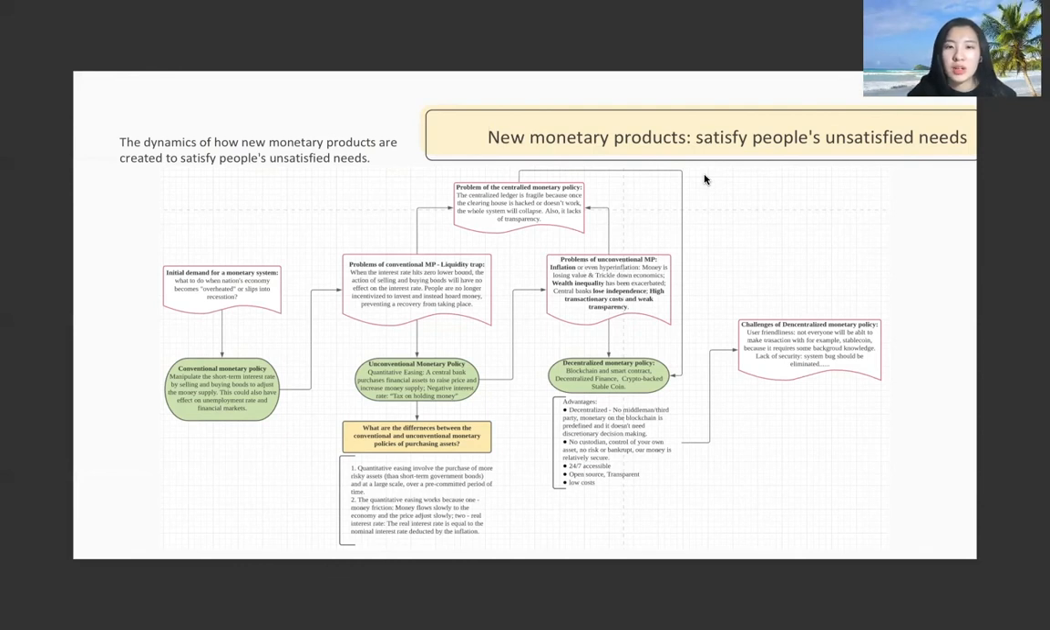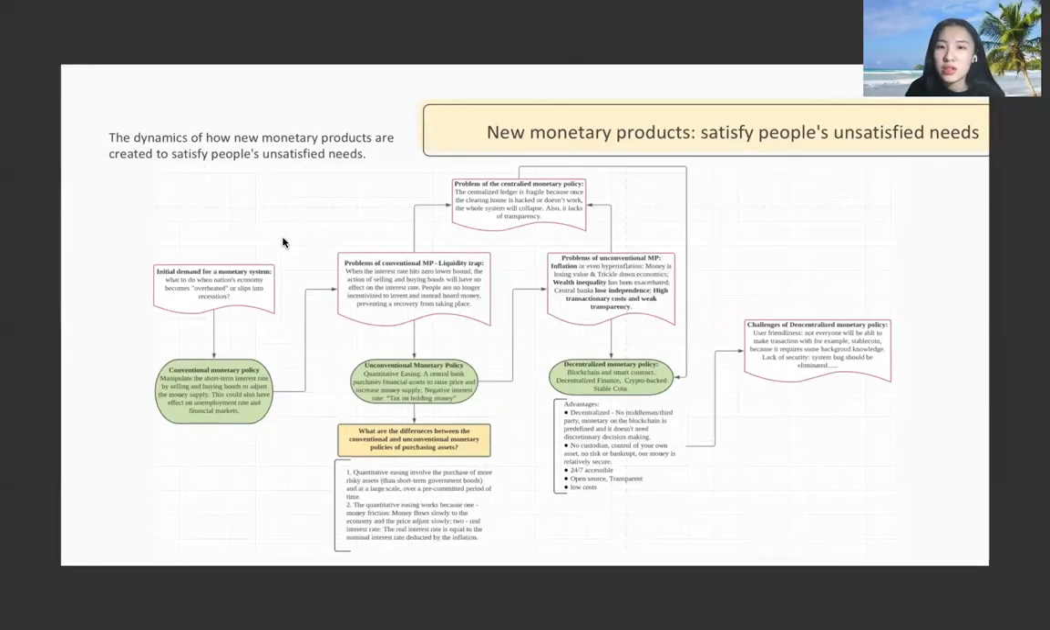So this is how quantitative easing works. However, the problems of unconventional monetary policies also exist. For example, inflation or even hyperinflation. When there is hyperinflation, money will lose its value and it could trickle down the economy. Also, wealth inequality will be exacerbated because only rich people will be able to invest in the stock market and benefit from the growth. Also, central banks will lose independence because of overpressure from the president or the government. And high transaction cost and weak transparency are also among the problems.